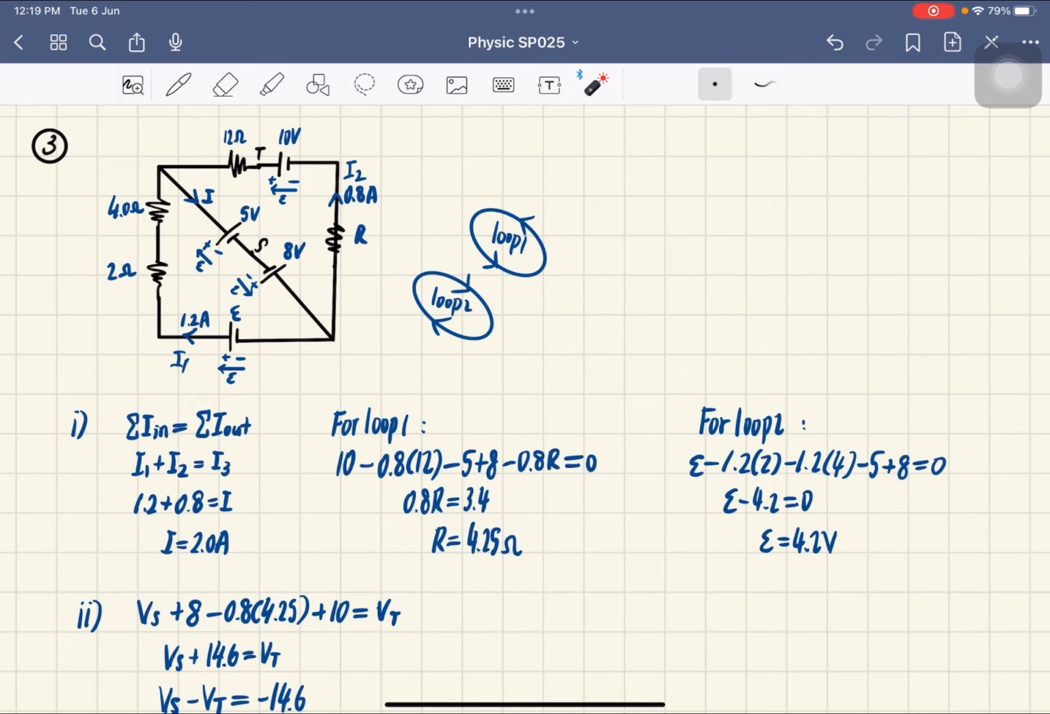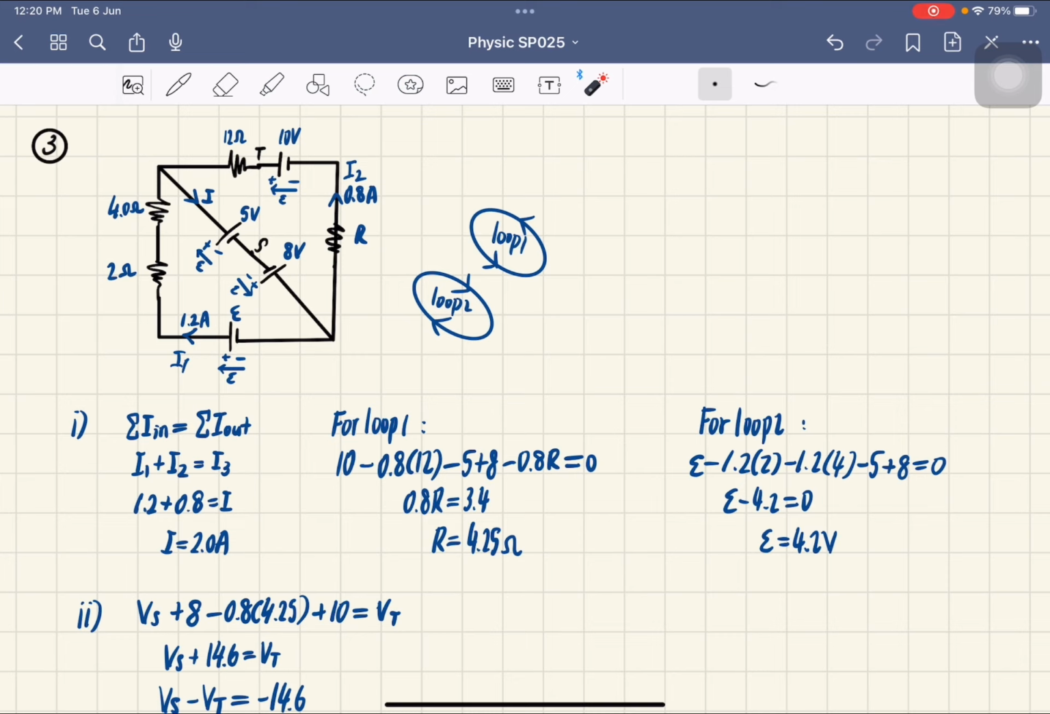Then for loop 1, the loop 1 direction is that we follow the higher voltage battery EMF direction, which is the 10 volt battery, and the EMF direction flows from negative to positive. So the loop direction is anti-clockwise. Then for the loop 2 direction, since we don't know the EMF direction of the unstated voltage battery, we use the 8 volts, which is the higher voltage in this single loop. So the loop direction is clockwise for loop 2.